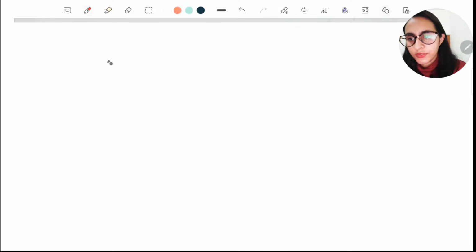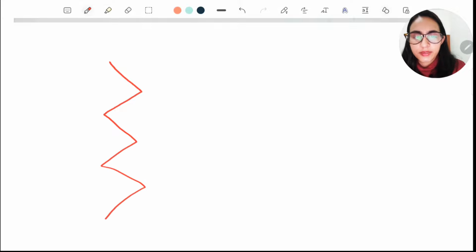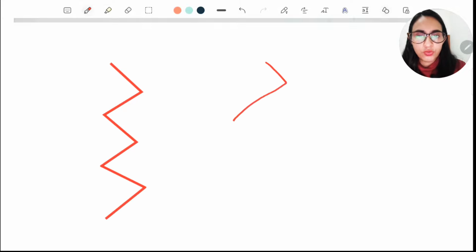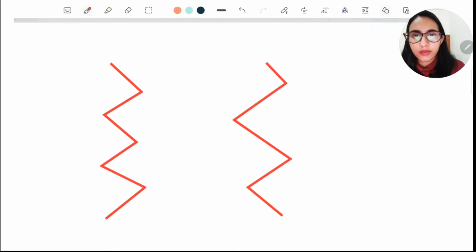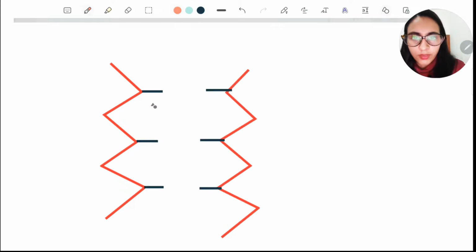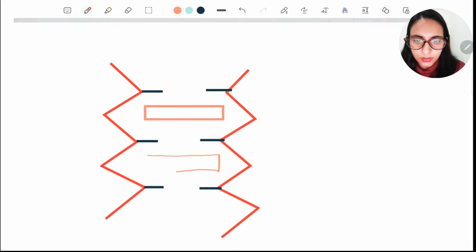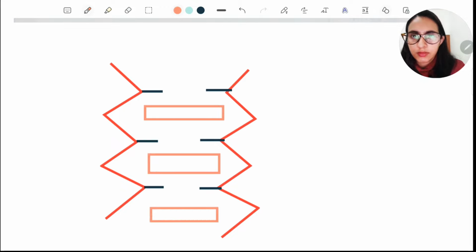Now coming to muscle physiology, the principal unit is the sarcomere, and the sarcomere is the distance between two Z lines. Then we have thin filaments attaching to these Z lines, and the thick filaments in between these Z lines. So these are the thick filaments and these are the thin filaments.